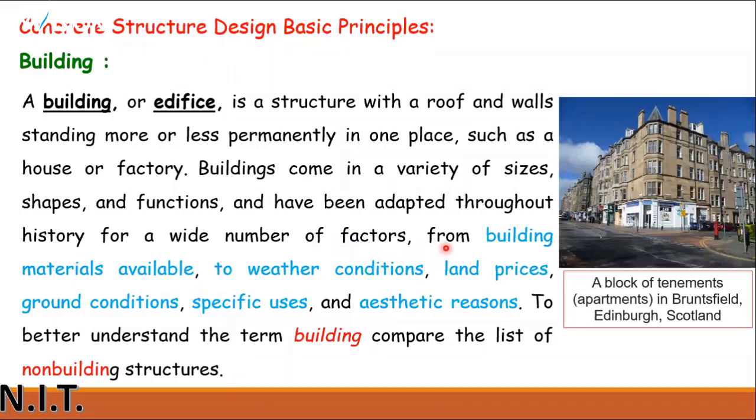of factors. Which factors? From building material available. Another one is weather conditions, land prices, ground conditions, specific uses, and aesthetic reasons. These are the different factors which have been considered in history. If I am also talking about this picture, it's a block of tenements, apartments, in Bruntsfield, Edinburgh, Scotland. It is located in Scotland.